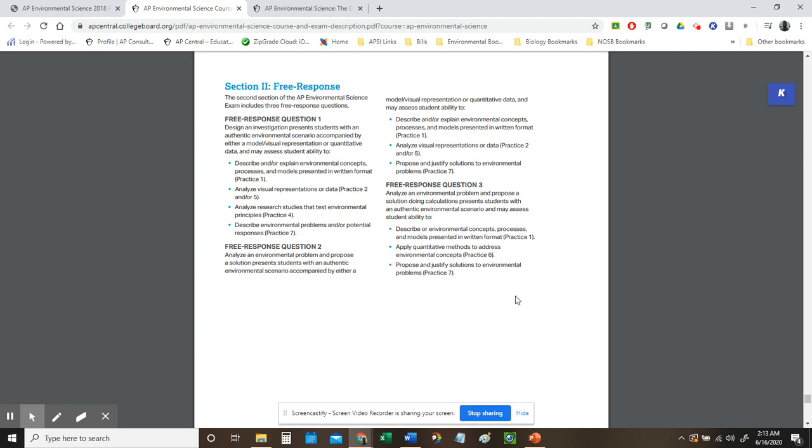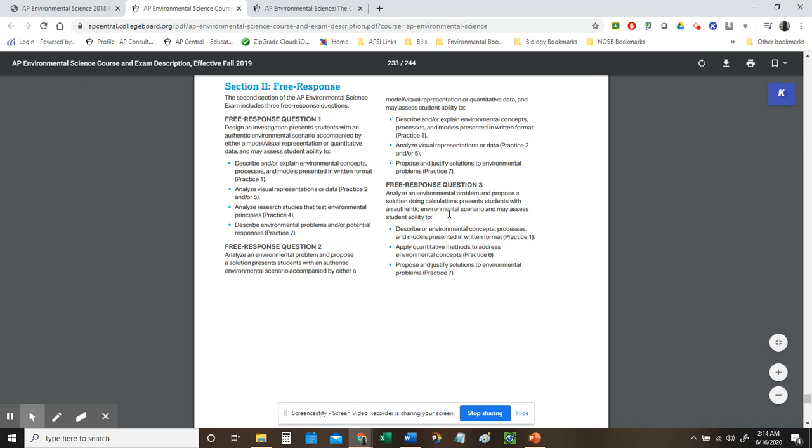So definitely make sure that you're clearing the pattern for students to understand. So that they understand, well, they're always going to have an environmental scenario, right? But it'll have some sort of design and investigation for question one. Question two will be analyzing a problem with a real scenario, but it'll have a model or quantitative data or visual. And then question three will be for sure calculating. They will have to get half their points from calculations there.